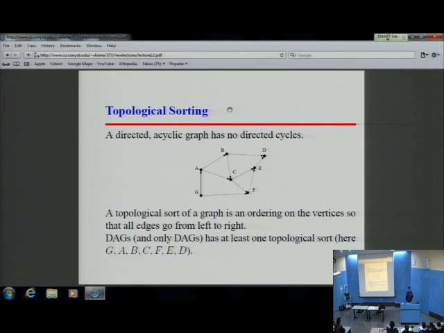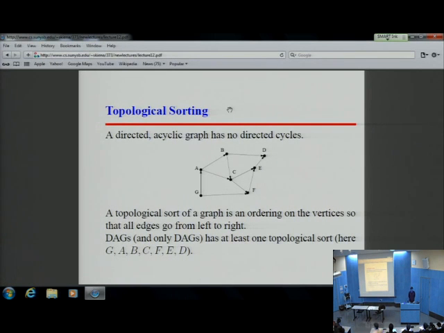This obviously wouldn't work if the graph had a directed cycle, because if there's a directed cycle, I can follow an edge to the right, to the right, to the right, but I can't get back to where I was without going to the left. Okay? Any questions about what I mean by a topological sort?